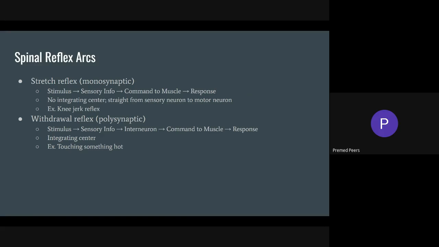And in both cases, the information is passing through your spinal cord, but the difference is that there just happens to be some interneurons involved with your withdrawal reflex. In both cases, even though only the spinal cord is involved, it's important to note that information can still be sent to your brain. So your brain might not be involved in the actual reflex, but you might still get sensory information, like when you touch something hot. It's just not involved in the actual motion of removing your hand from the hot object you're touching.